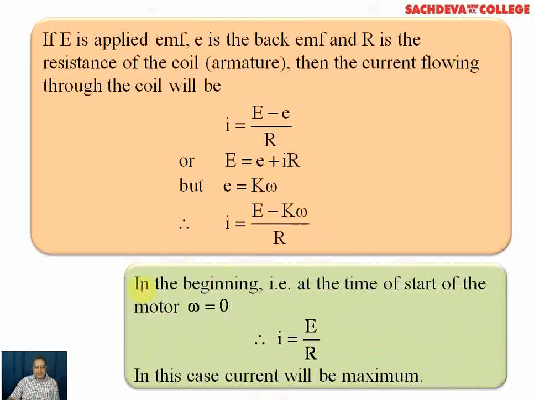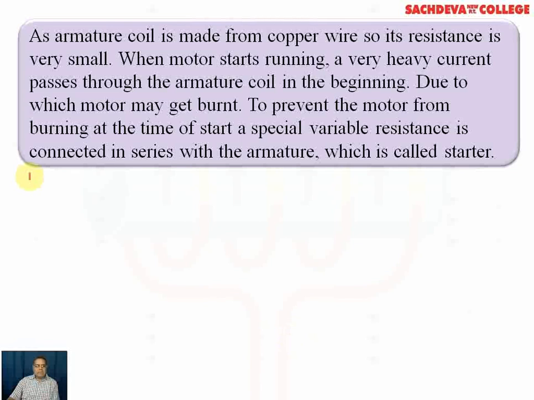In the beginning, that is at the time of start, we assume t equals 0. At the time of start of the motor, omega is 0. Obviously, when it is not moving, there is no angular velocity. Therefore, I will be E over R. In this case, current will be maximum. As the armature coil is made from copper wire, its resistance is very small, so more current will pass through it. When the motor starts running, a very heavy current passes through the armature coil in the beginning, due to which the motor may get burnt. So to prevent the burning of the motor, we will make some arrangement.